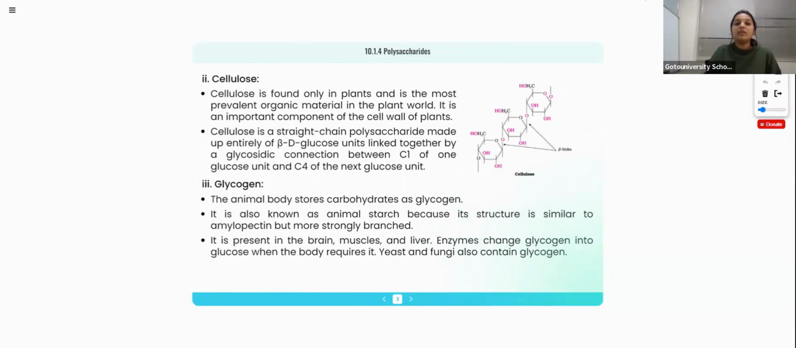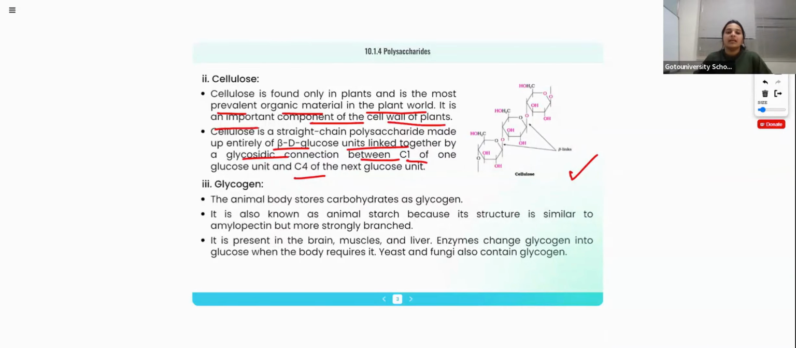Next type of polysaccharide is cellulose. We know that. What is cellulose, right? It is found only in plants and is the most prevalent organic material. The plant wood, it is the important component of the cell wall of the plants. That we know because we are studying it in biology, right? Cellulose is a straight chain polysaccharide made up entirely of beta-D glucose units linked together by glycosidic connection between C1, C4 linkage. Again, the linkage is C1, C4 glycosidic linkage. This is an example, cellulose.